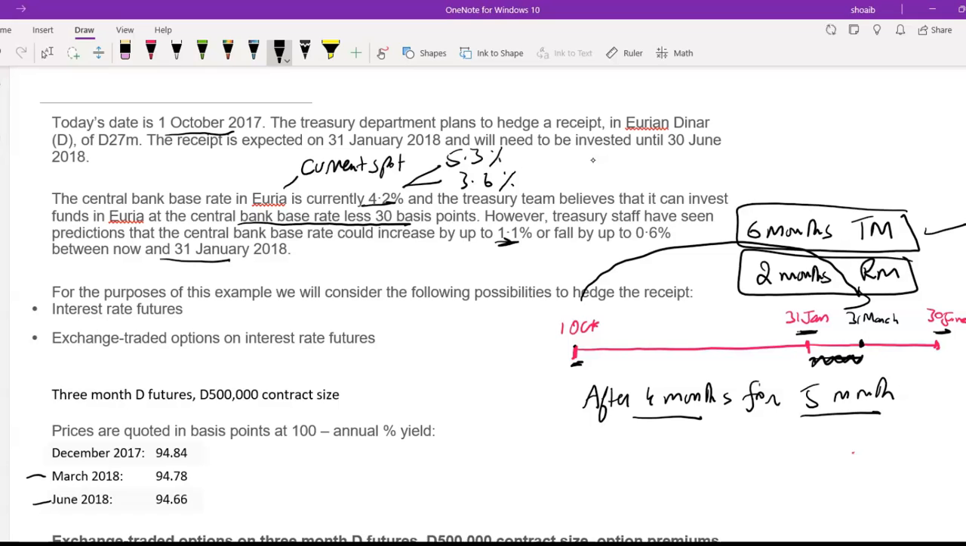For the purpose of this example, we will consider the following possibilities. Number 1 is interest rate future. Number 2 is exchange traded option on interest rate future. The 3 months future is given, 500,000 is the contract size in dirham. 100 minus our interest rates are given. We will choose the March contract, and if you convert this, it will be 5.22%. It's up to you which way you solve; in both ways, the answer will be the same.